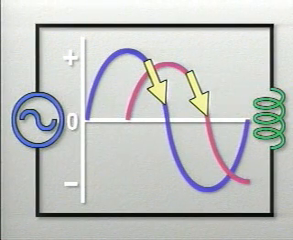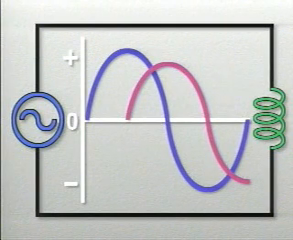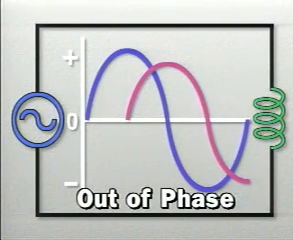Because the changes in current always take place later than the changes in voltage, it can be said that current lags behind voltage during the entire cycle. Whenever voltage and current increase and decrease at different times, they are said to be out of phase. In our purely inductive circuit, inductance causes voltage and current to be out of phase.